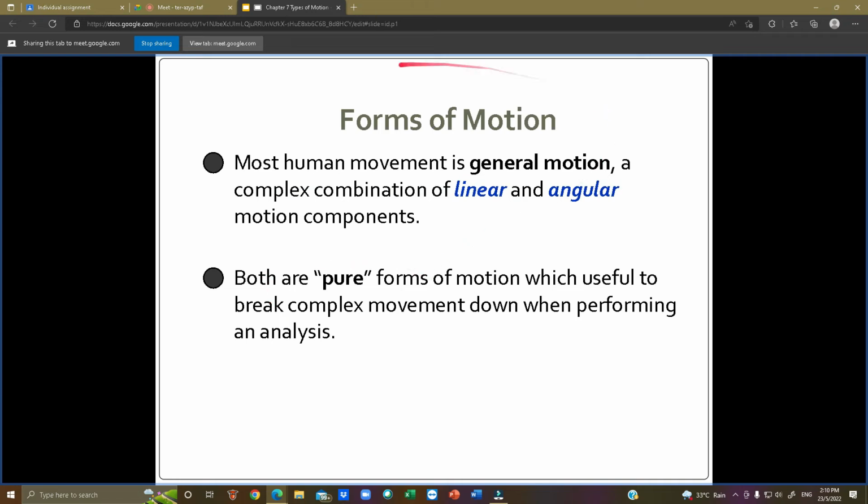Okay. Form of motion. Human motion, most of it is actually general, which is a combination of linear and angular motion. Both linear and angular motion is a form of motion which is useful to break complex movement down when performing analysis. This is why we need to know the type of motion, because if the motion is linear then the analysis will fall underneath linear kinematics and kinetics. Same goes as angular. The general sekaligus tak ada, kita kena pecah motion.